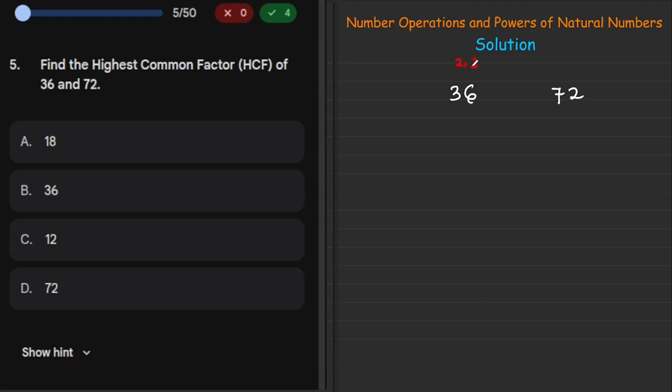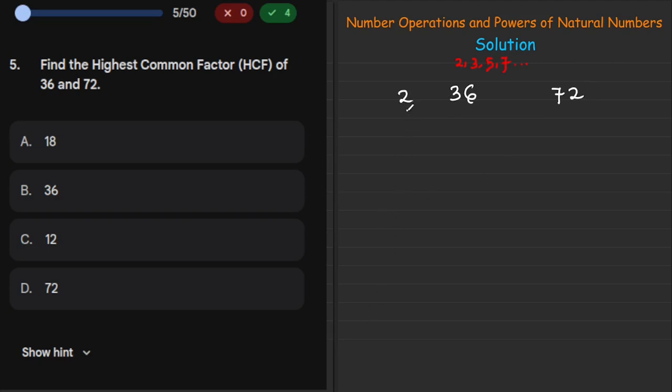2, 3, 5, 7, then the list goes on and on. So what we want to do is, if it is the highest common factor that you want, you ask yourself, does 2, which is our smallest prime number in this case, divide both? For the highest common factor, you only take the prime number that divides both numbers. So 2 divides 36 and it also divides 72. So we start with our 2.